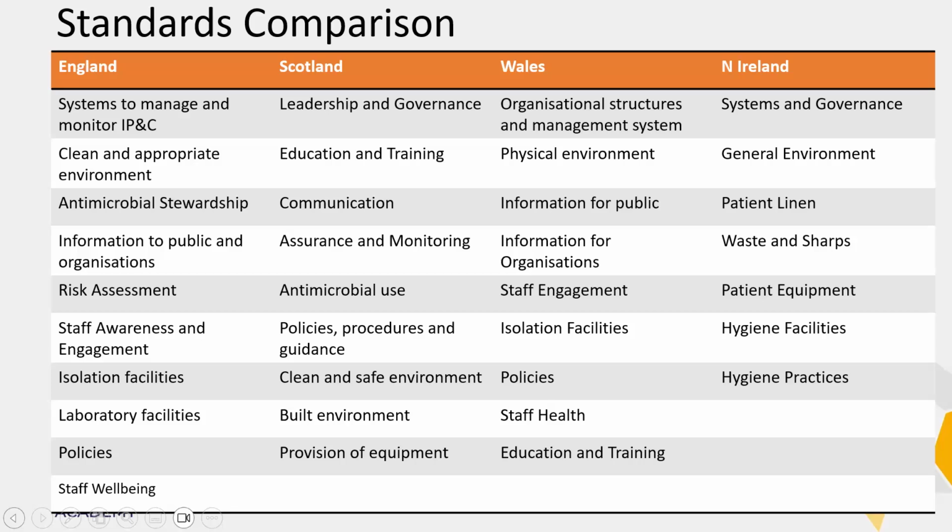That is in the Northern Ireland one under systems and governances. They cover the bit around risk assessment. They cover the practices that we need to be doing, whether that's under the policies or the isolation facilities. Some of them have very specific things in there. For example, I think the Scotland one is really good with what it says about its provision of equipment. And the Northern Ireland one is very, very much focused on practice in their last few ones there.